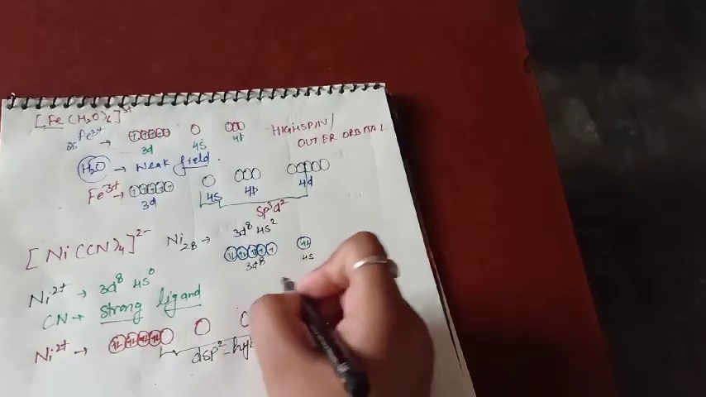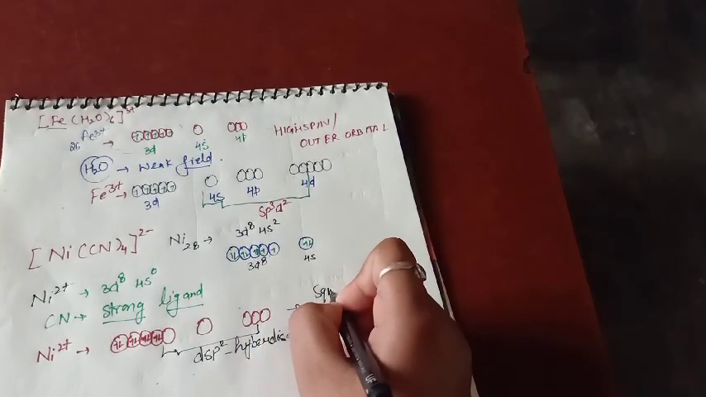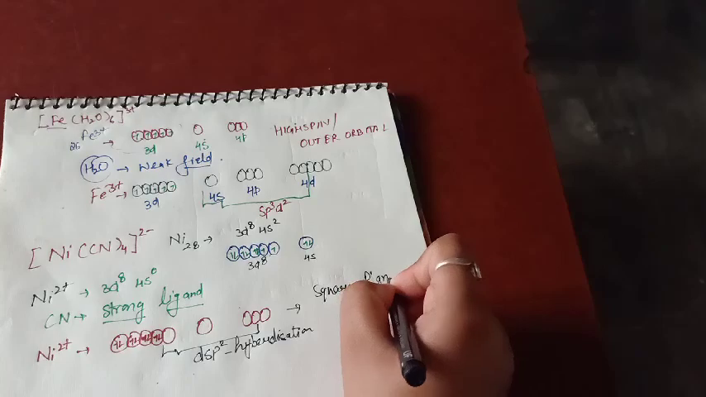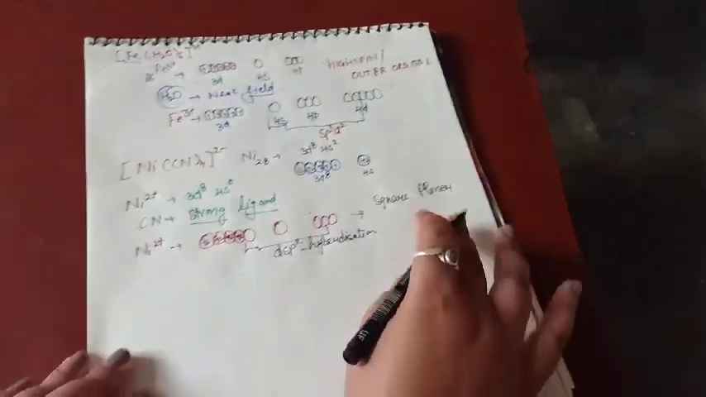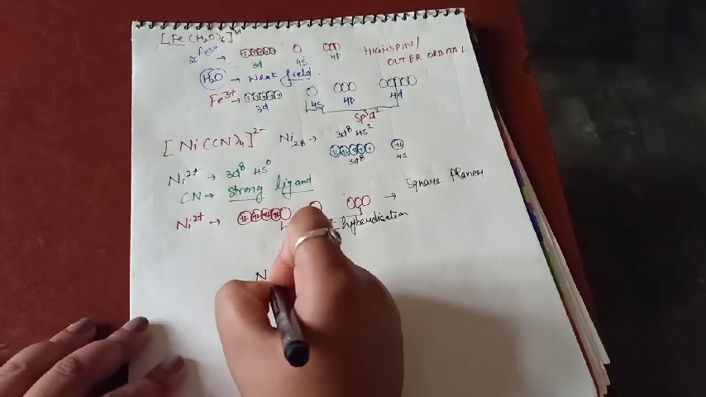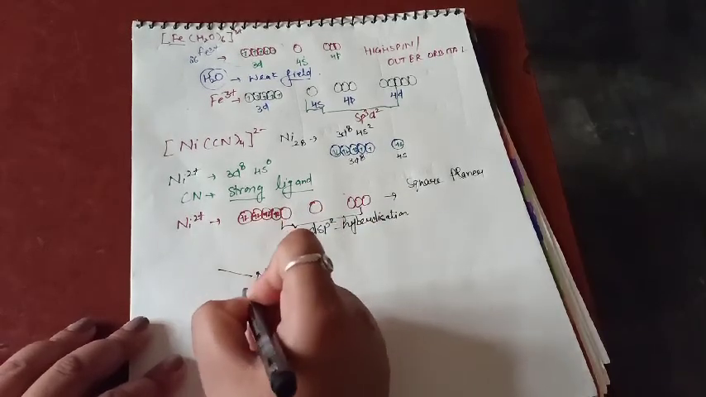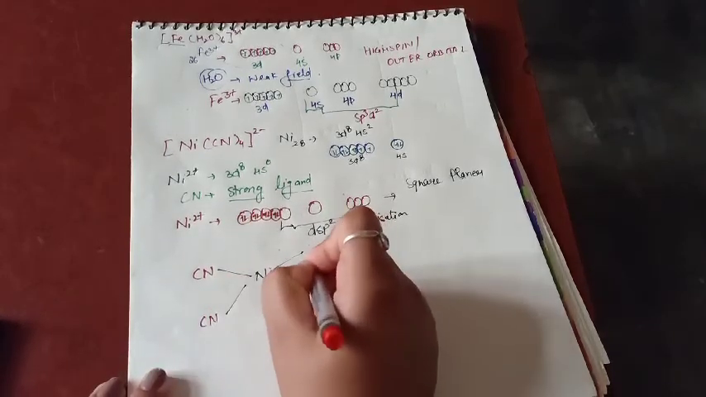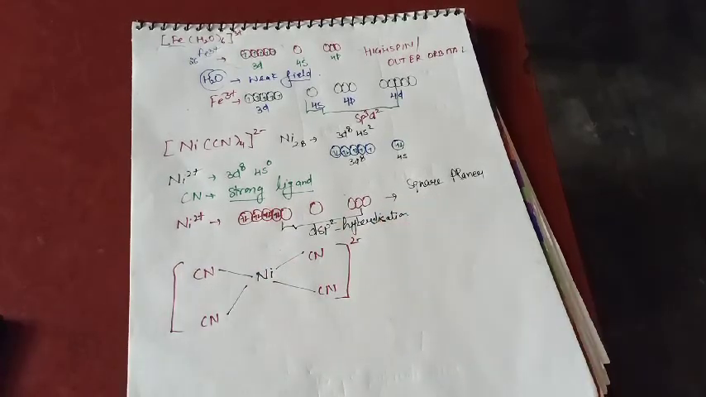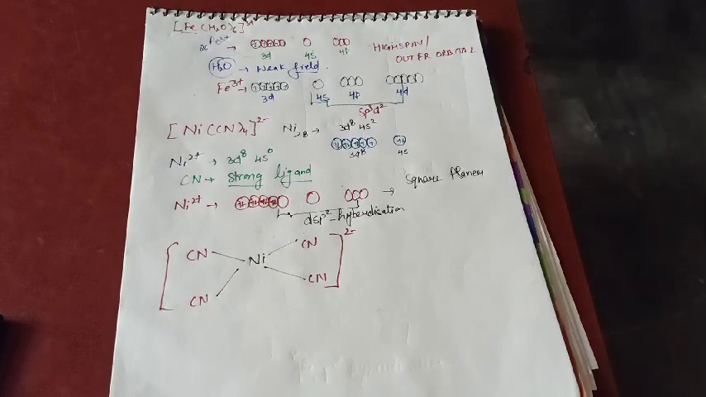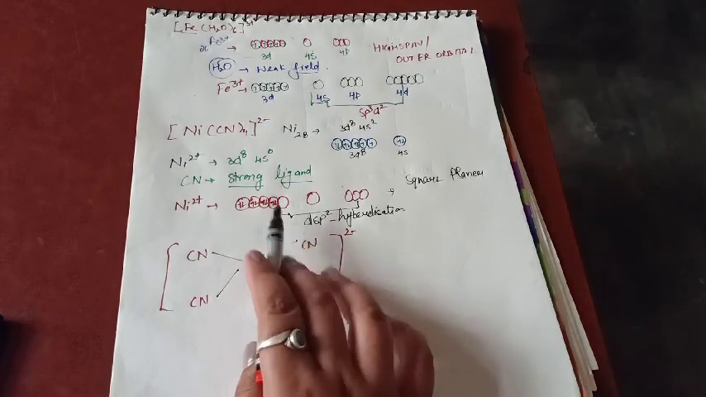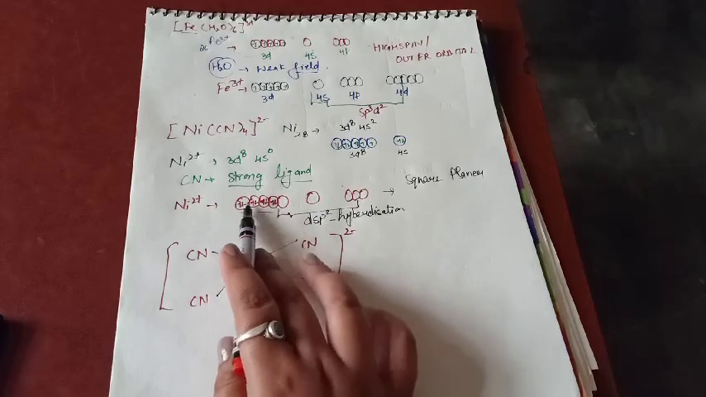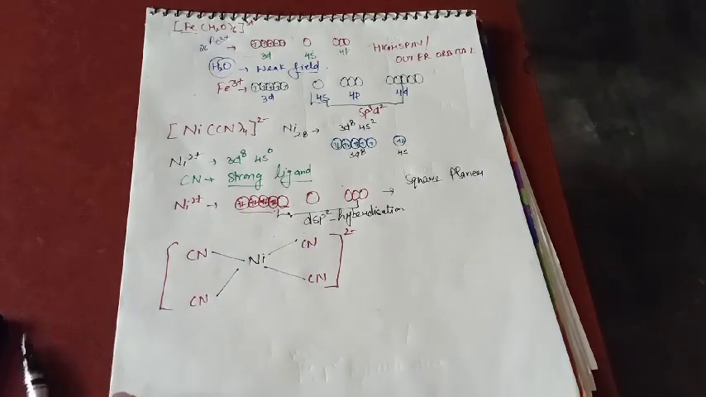Whenever the hybridization is dsp2, the geometry will be square planar. Okay, the geometry will be square planar. The geometry square planar कैसे बनती है, सी निकल. Okay, this will be the square planar complex. This is what, square planar geometry. Okay, one more thing, again the d orbital involved, that is inner, and this complex is diamagnetic. Why this is low spin diamagnetic, because the electrons are paired here. Okay, so these are the few characteristics which you have to explain.